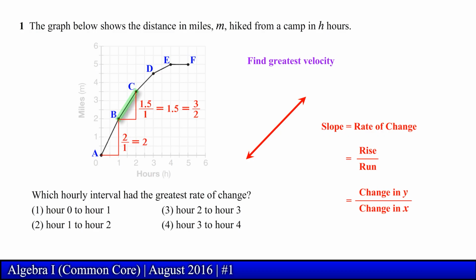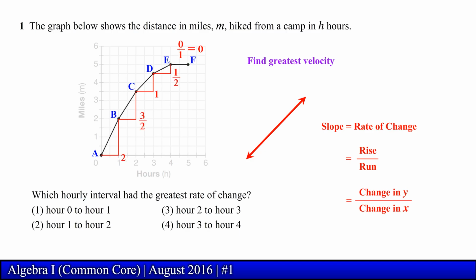The slope between point C and point D is equal to 1 over 1, which simplifies to 1. The slope between point D and point E is equal to 0.5 over 1, which simplifies to 0.5, or 1/2. And the slope between point E and point F is equal to 0 over 1, which simplifies to 0.